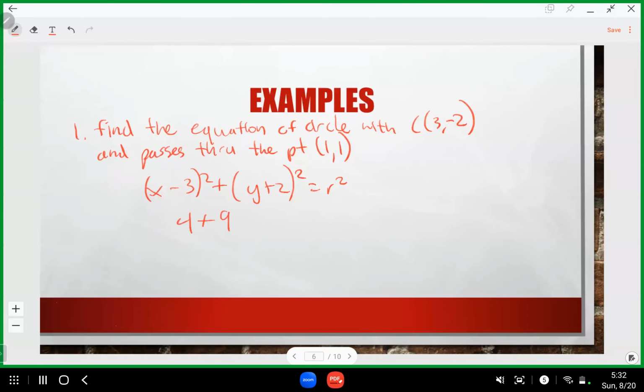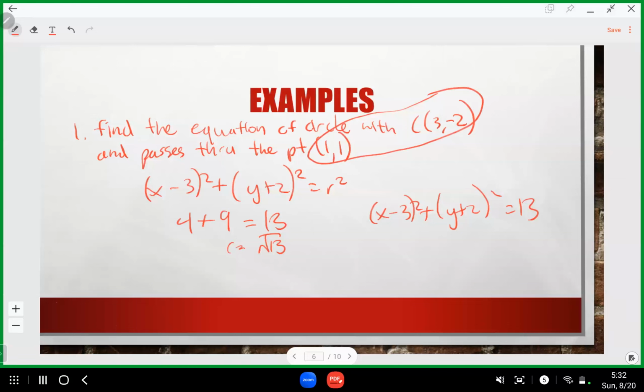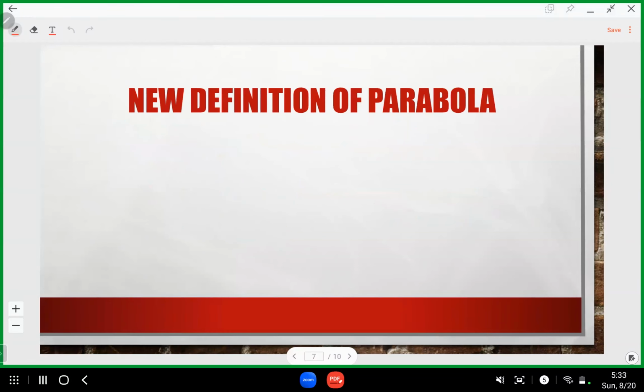This is 13. So obviously r is equal to the square root of 13. But do we really need to find r itself? A lot of times you don't need to find r itself and simplify square roots and that kind of stuff. You just need to find r squared to find the equation. So it's just (x minus 3) squared plus (y plus 2) squared is equal to 13. So it was that easy. Or you can use the distance formula to find the distance between these two points, because that's also the radius, right? But same thing.